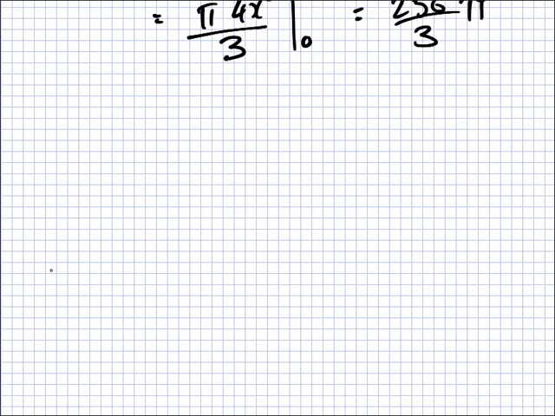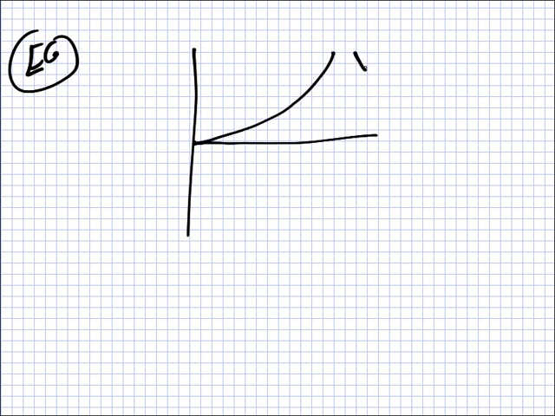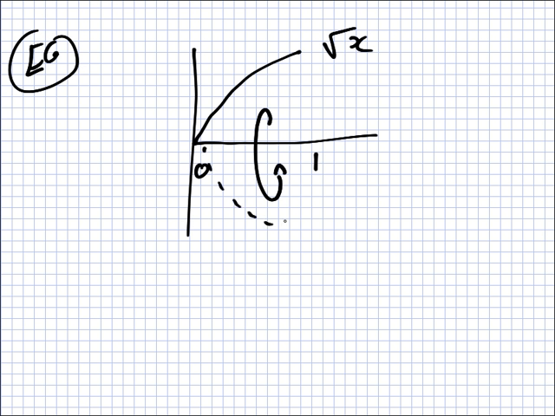Okay. Right. Here's another one. Here's one for you to try. This curve here is root x. That's 0 and that's 1. I just drew it badly. It actually is this shape. Okay, root x, and that's 0 and that's 1. And we'll rotate it. And it's up to 1. Okay, and my question is, what's the volume?